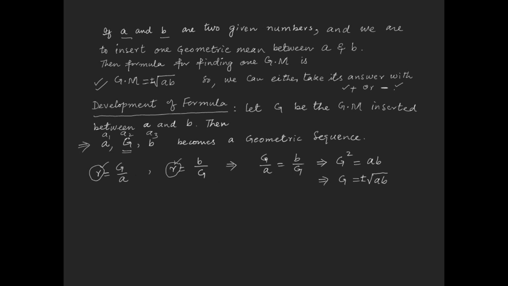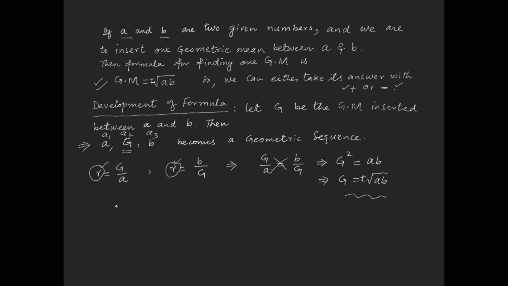So this means G over A gives R, and B over G also gives R. So this means G over A is equal to B over G, and if we cross multiply these two, then G multiplied by G is G square is equal to A and B multiplied, so AB. Then take the square root and we are getting this formula. So this is the formula to find one geometric mean which is inserted between A and B.